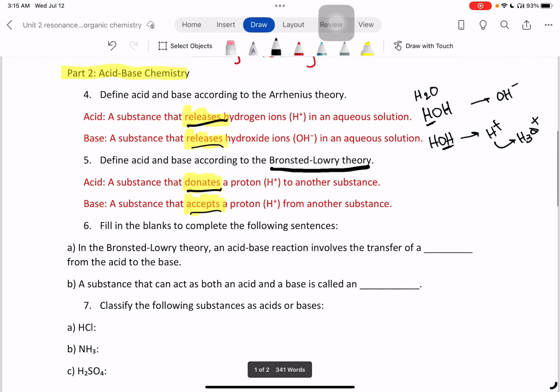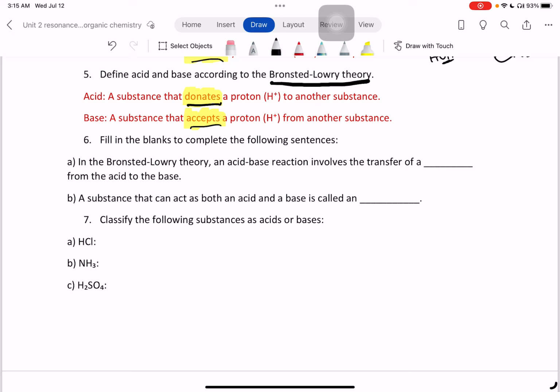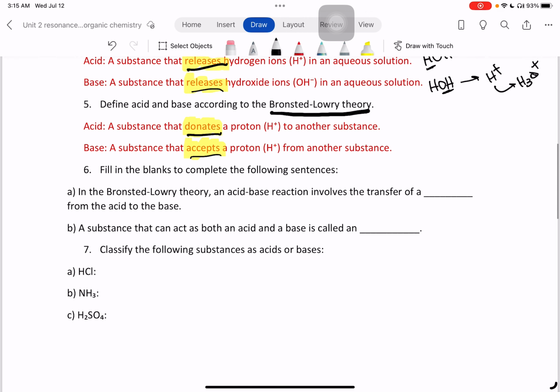Next we have fill in the blanks to complete the following sentences. In the Bronsted-Lowry theory, the acid-base reaction involves the transfer of a what from an acid to the base. We can see right over here that it involves the transfer of a proton, which is an H+. So an H+ is transferred from the acid to the base. Why? Because the acid donates the proton to the base, which accepts the proton.